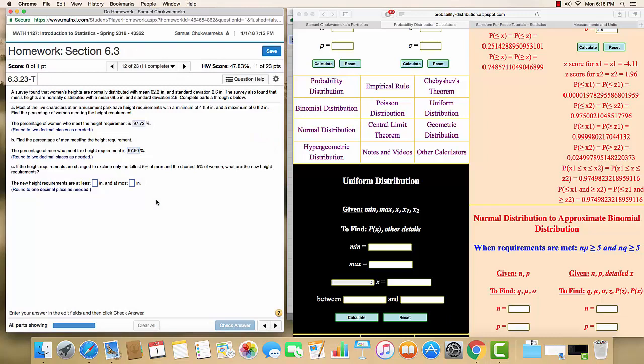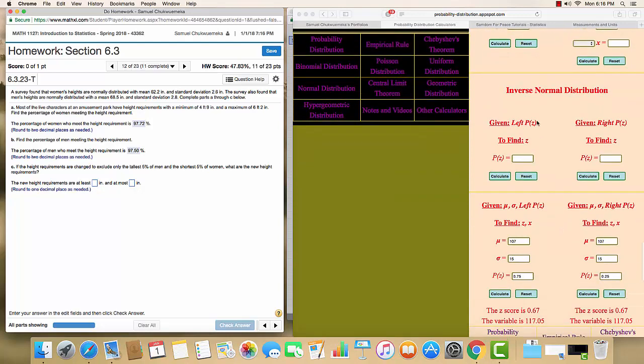If the height requirements are changed to exclude only the tallest 5% of men and the shortest 5% of women, what are the new height requirements? Okay, here they're asking us for the height, the variable. So they're not asking us for the probability. They're asking us for the variable. So we use inverse normal distribution.